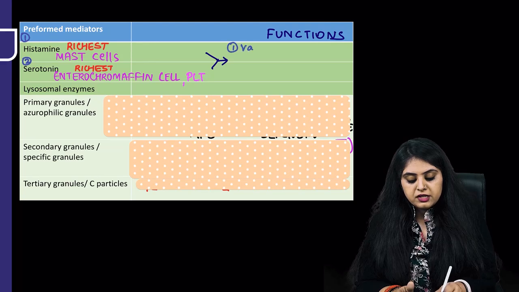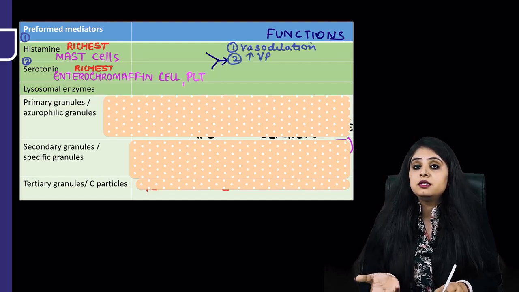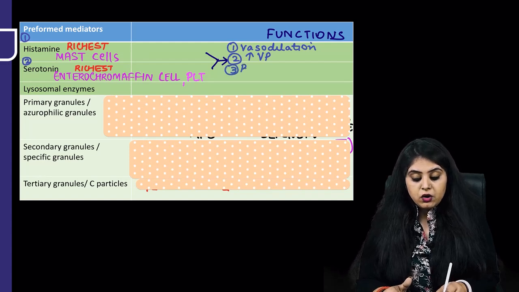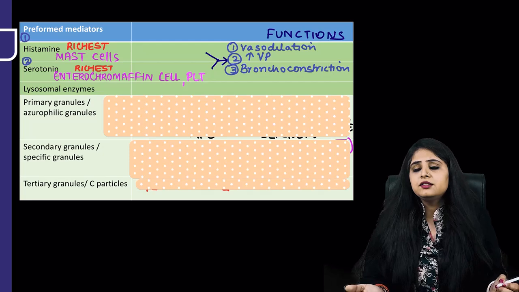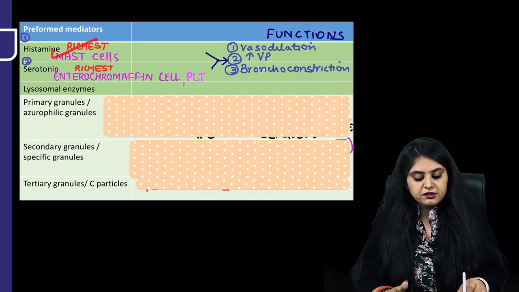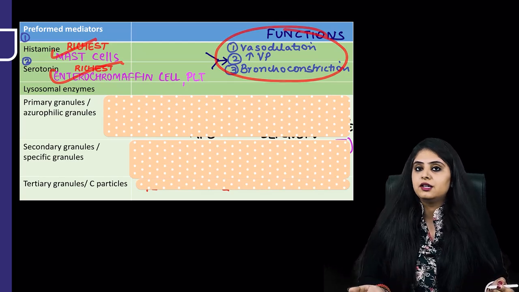So what are their jobs that I have told you? Number one, I taught you they cause vasodilation. Then next I taught you they cause increased vascular permeability, which is the hallmark event. And we all know that they are responsible for asthma, so that means they cause bronchoconstriction. That's how asthma occurs. So as I said, the parents are different, but they function together. So they are cousin brothers.